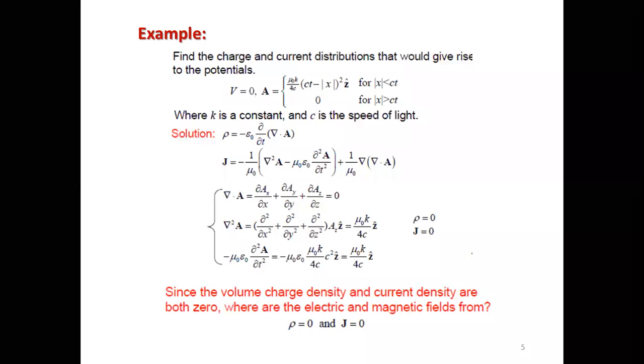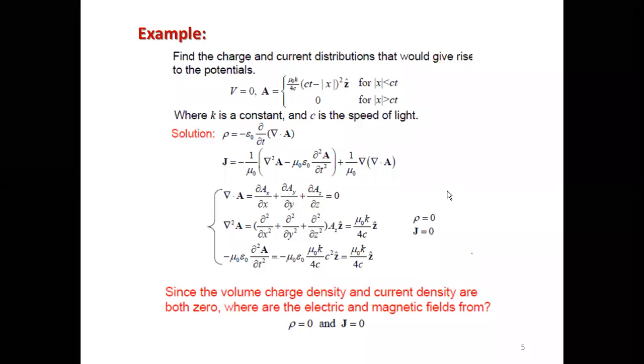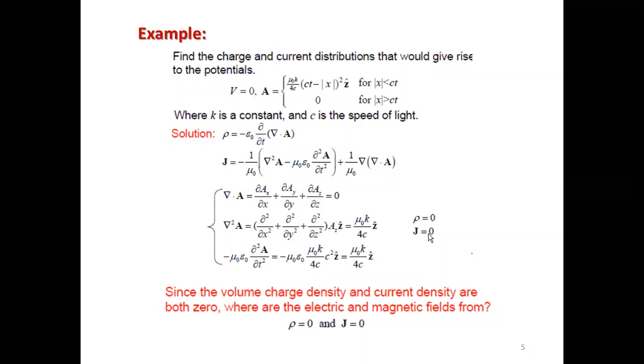Means here the volume charge density rho and the current density both are 0. So if both are 0, from where do the electric and magnetic field come? If there is no rho, which is the source for the electric field. Rho is called the volume charge density, that is the number of charges present per unit volume. अगर चार्जेस है ही नहीं तो इलेक्ट्रिक फील्ड कहाँ से आ रहा है? इफ देयर इज करंट डेंसिटी जीरो, अगर करंट डेंसिटी J जीरो है, देन मैग्नेटिक फील्ड कहाँ से आ रहा है?